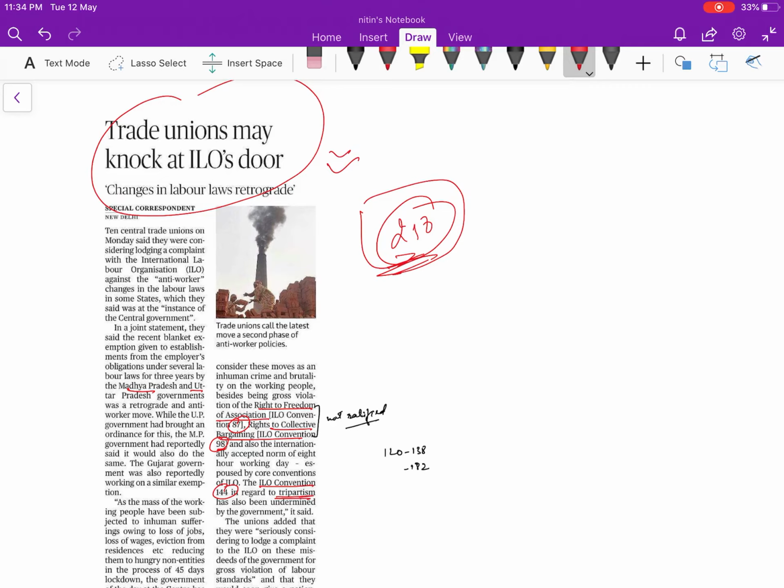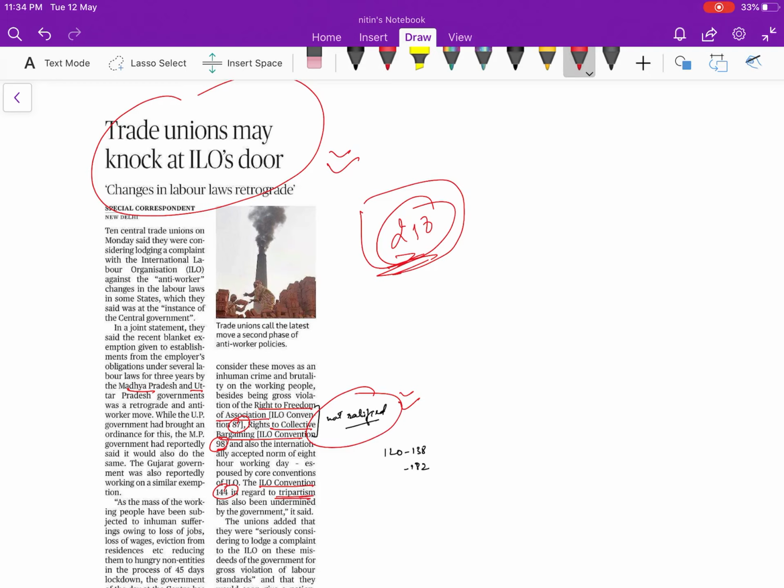Now ILO Convention 87, that is right to freedom of association, and ILO Convention 98, that is right to collective bargaining. So these two conventions are getting violated by these initiatives by these state governments against the labor laws. Now, one thing to be noted about this: these two conventions, ILO 87 and 98, have not been ratified by the Indian government.